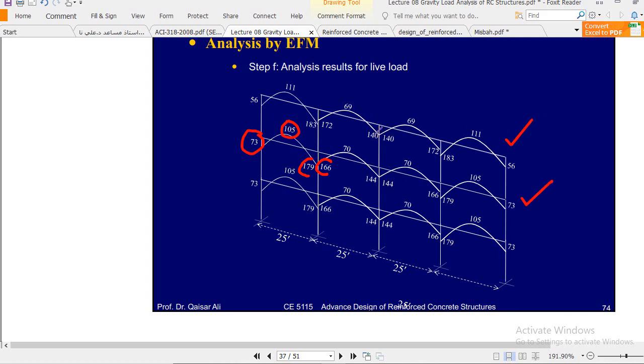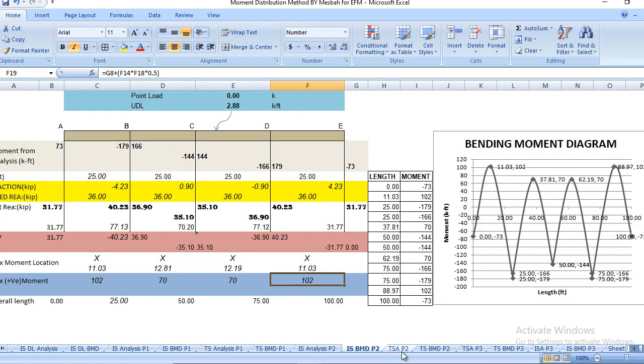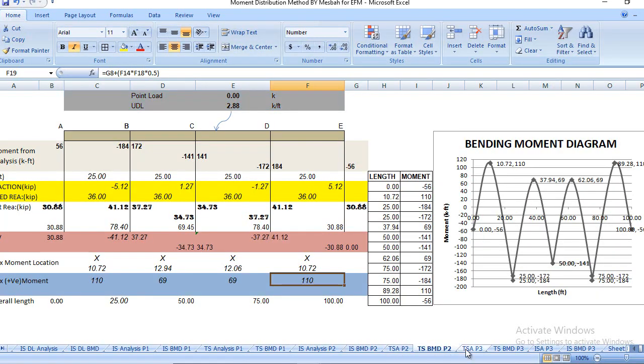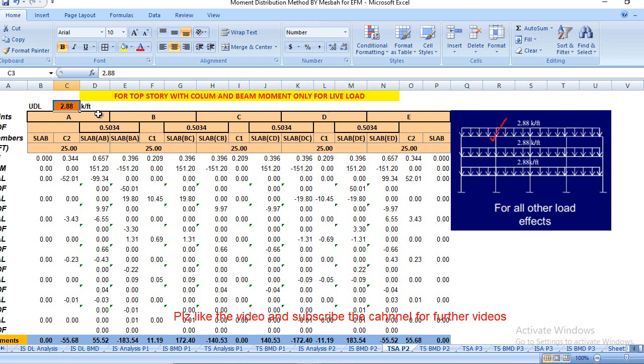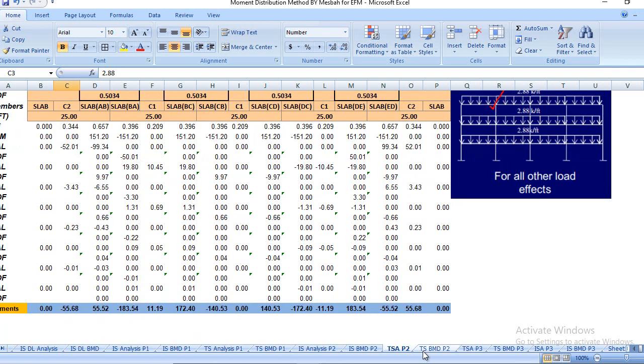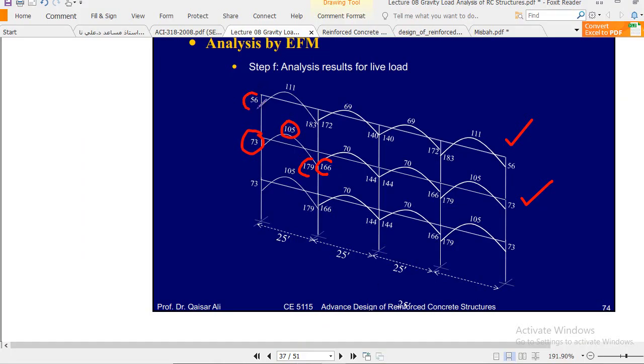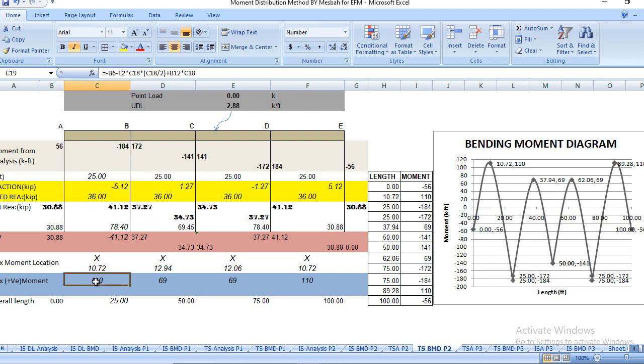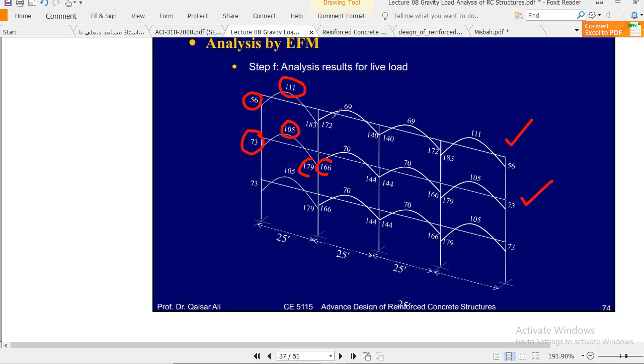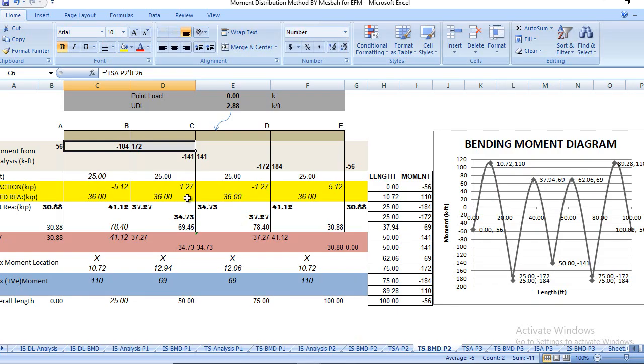If you do the same analysis for top story, let me show you the top story results. So this is the top story analysis, not this one, this one. This is for top story, you see here, and you see all the moments, and you see all the net final support moments right here, and you see 56. So they also have 56. Similarly 111, that is positive moment. Here you have also 110. Similarly here 184 and 172. So you see here 183 and 172, and similarly this moment is right here, that is 69.